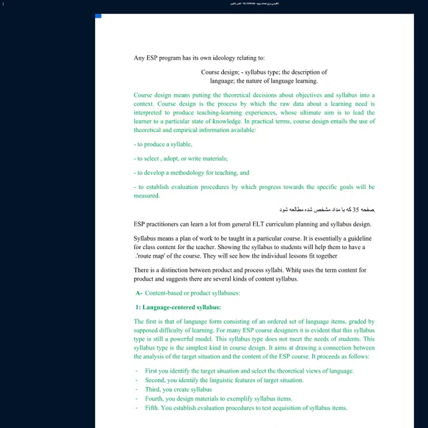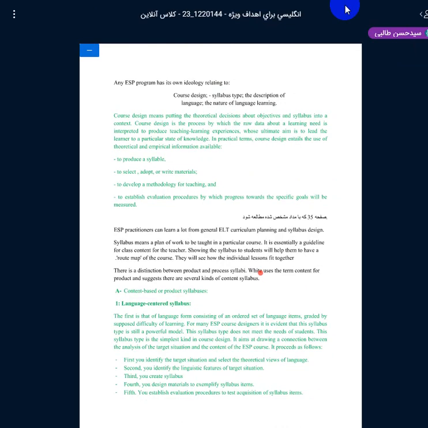But what is a syllabus? A syllabus means a plan of work to be taught in a particular course. Actually, it is a road map, and all the stages we have to go through in order to reach the destination. The destination is the learner's goals.